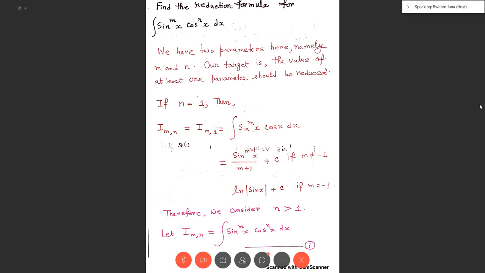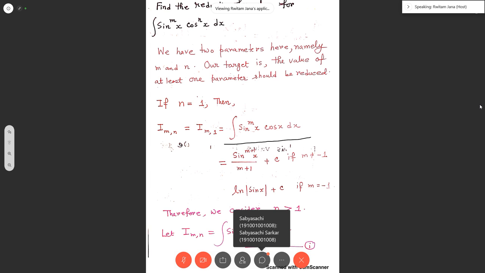So if you put n equals 1, ultimately it will give you the integral of sine to the power m x cos x dx. Put sine x equals z, and it will give you cos x dx as dz, and finally you will get sine to the power m plus 1 x divided by m plus 1 plus c. And it is also clear that this result will not be valid if m plus 1 equals 0.